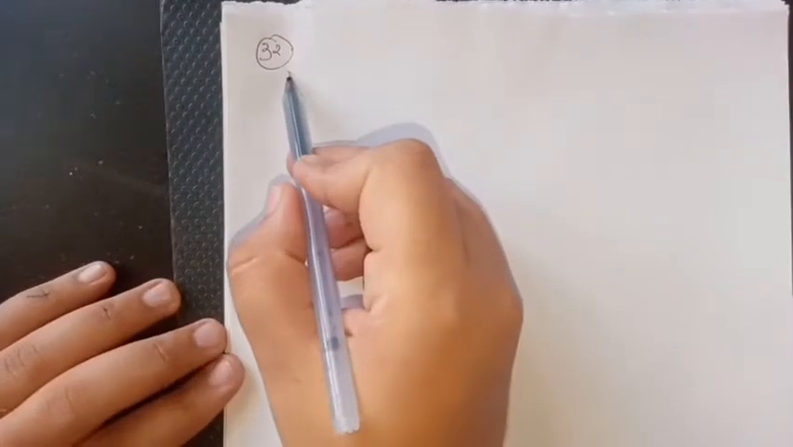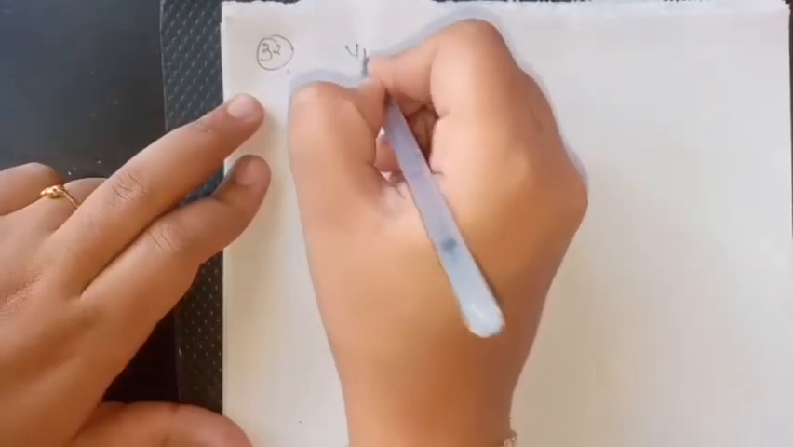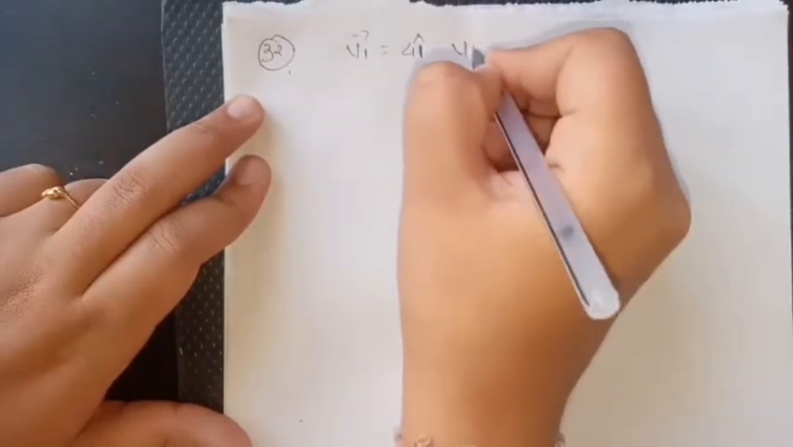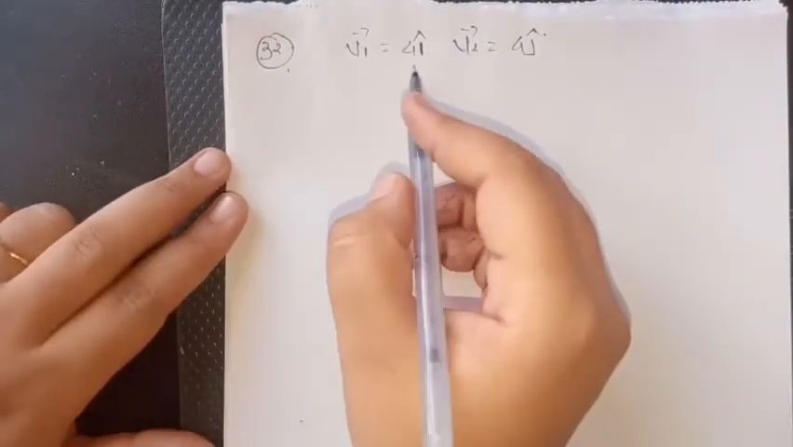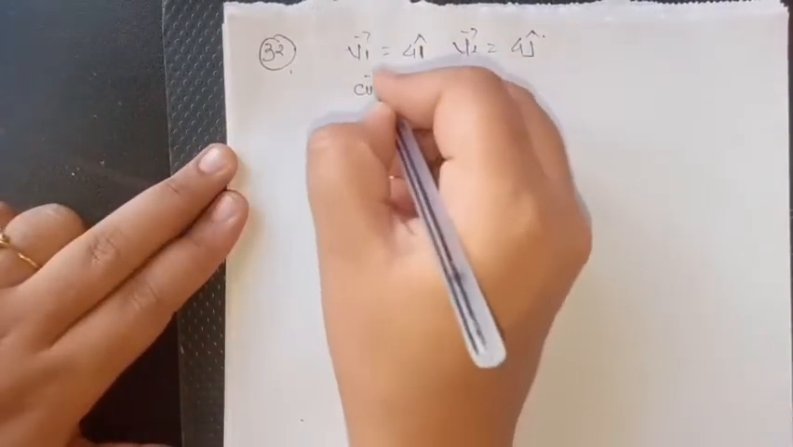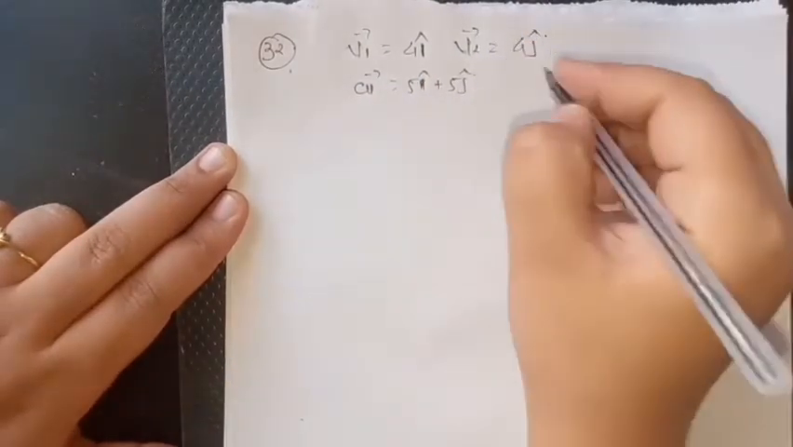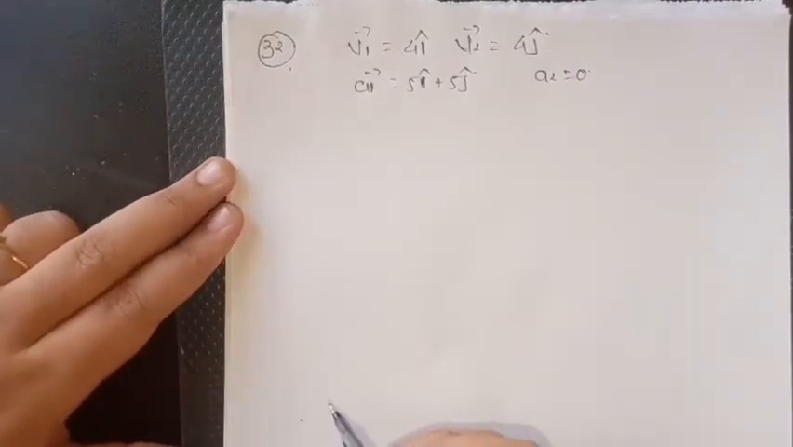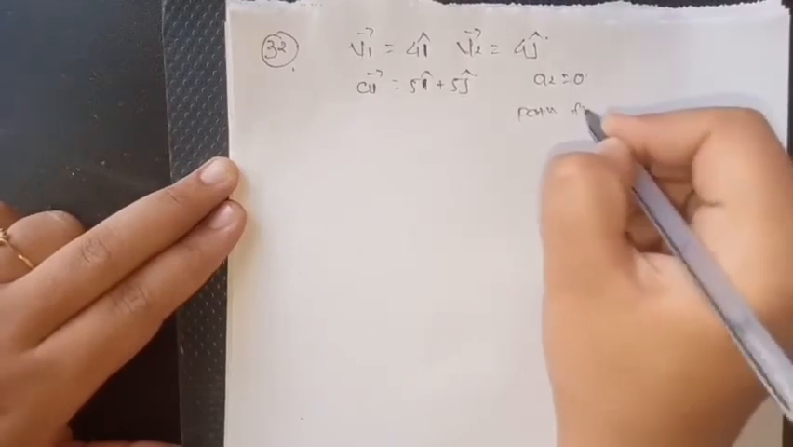In question number 32, two particles of equal mass are given. They have initial velocities of 4 i cap and 4 j cap. The first particle has an acceleration of 5 i cap plus 5 j cap, and the acceleration of the second particle is 0. We want to find the path followed by the center of mass.